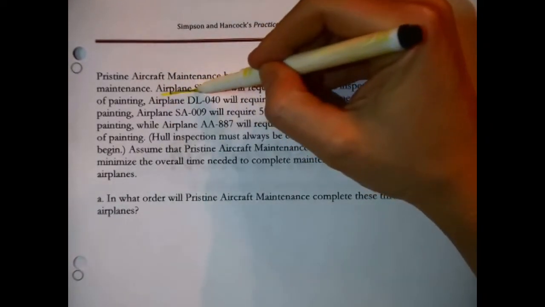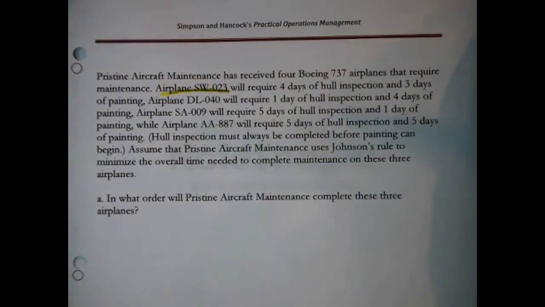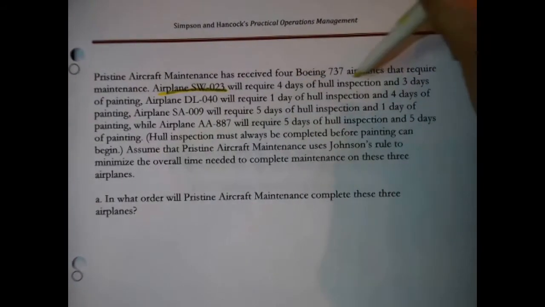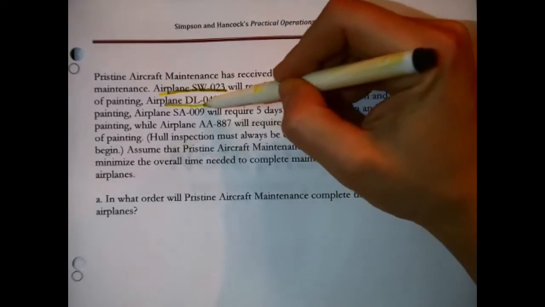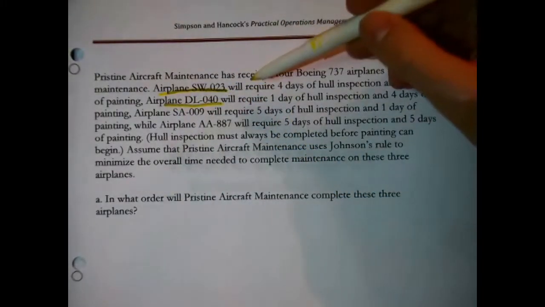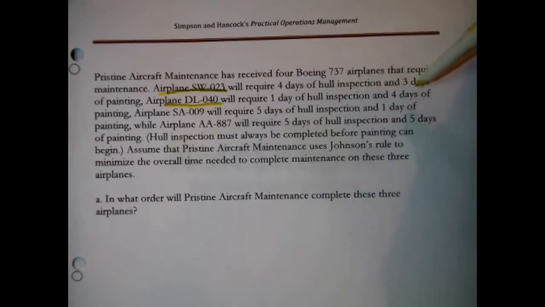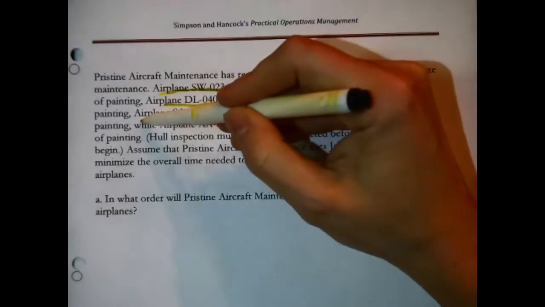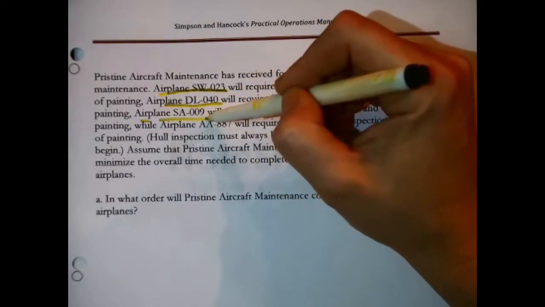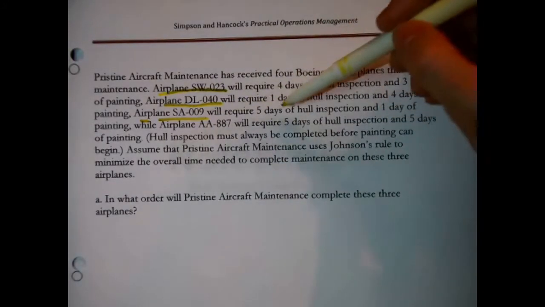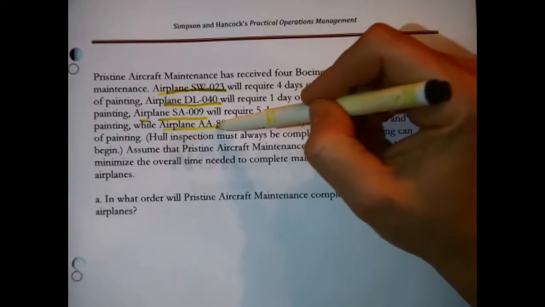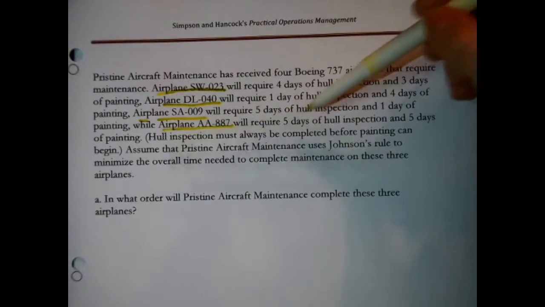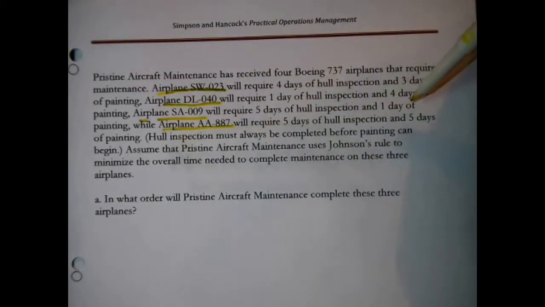Airplane SW1023 will require 4 days of hull inspection and 3 days of painting. This is what I mean by 2 stages of work. Airplane DL040 will require 1 day of hull inspection and 4 days of painting. Airplane SA009 will require 5 days of hull inspection and 1 day of painting, and airplane AA887 will require 5 days of hull inspection and 5 days of painting.